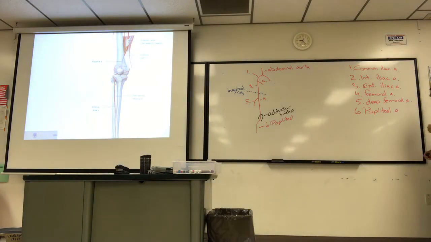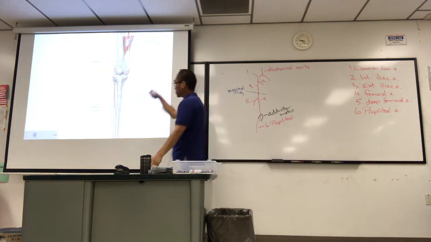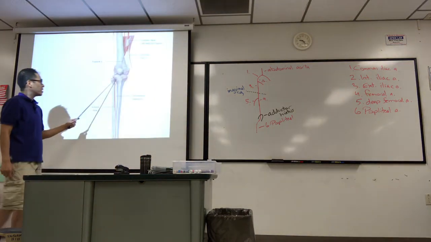The popliteal artery is named for the same region. The back of the knee is the popliteal region. The front of the knee is the patellar region. Okay. Well, anyways, that's kind of where we are now. So that's this picture. Major artery on the back of the knee, not the front.